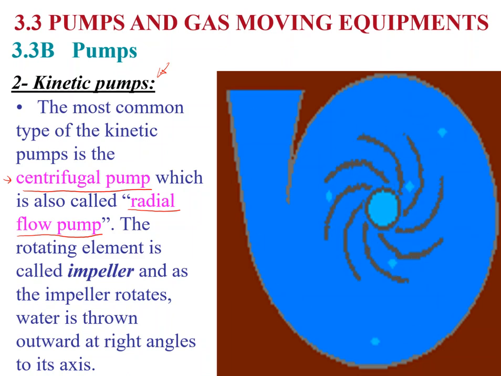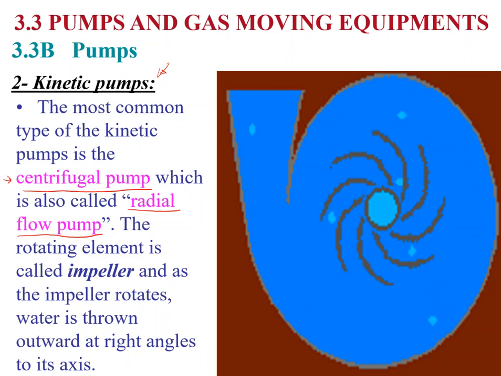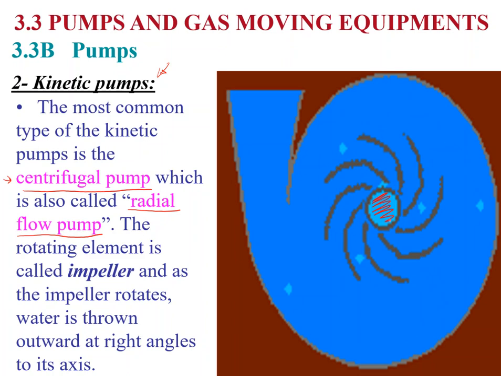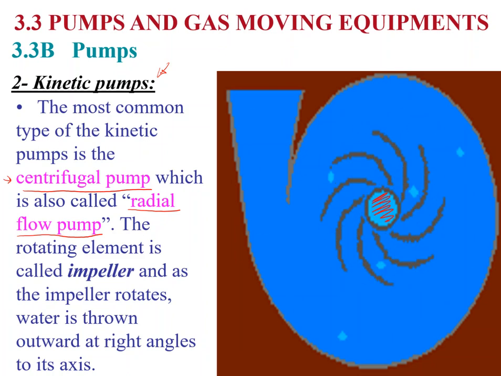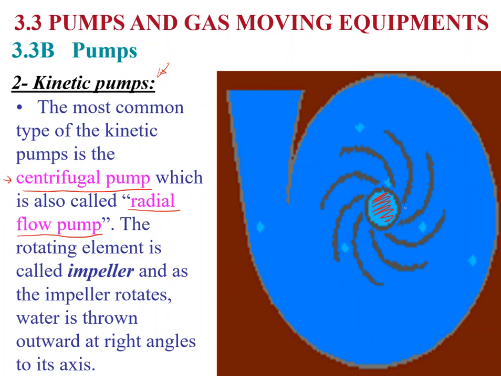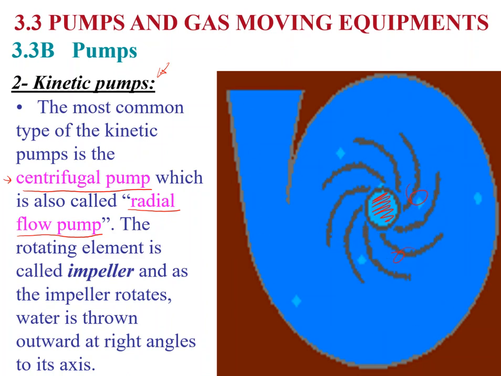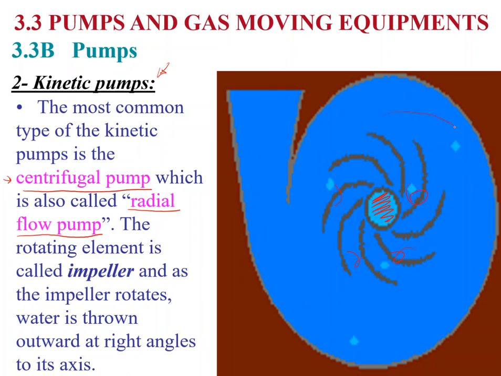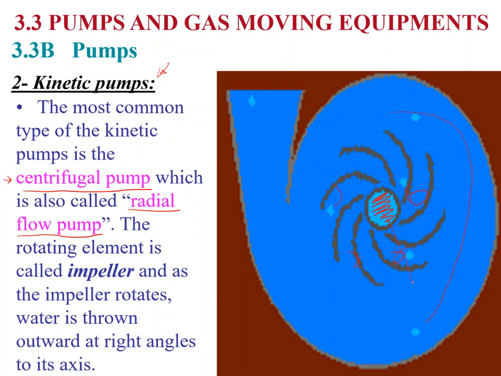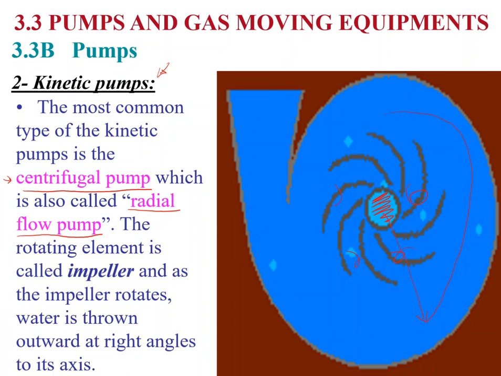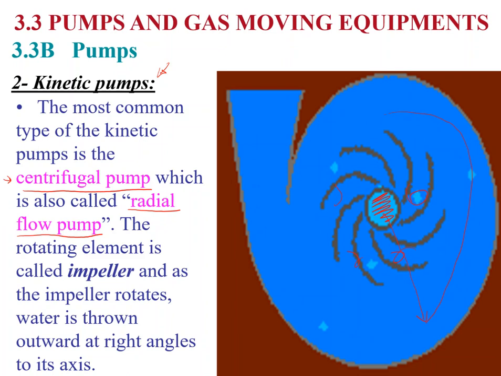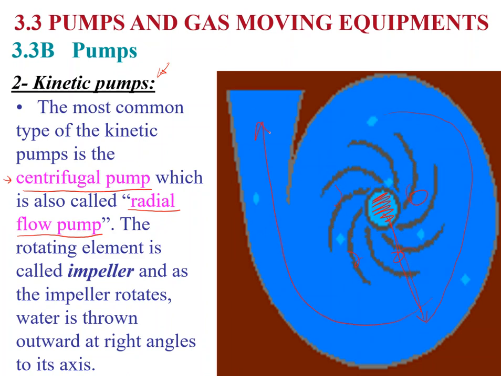And why is it called radial flow pump? Because, as you can see, let me introduce what's happening here. This thing at the center is called the eye of the pump, where the fluid comes to the pump. And once the fluid emerges from the eye, as you can see, let us trace this one, it is going in the radial direction. So this is why it is called radial flow pump. It goes in the radial direction.